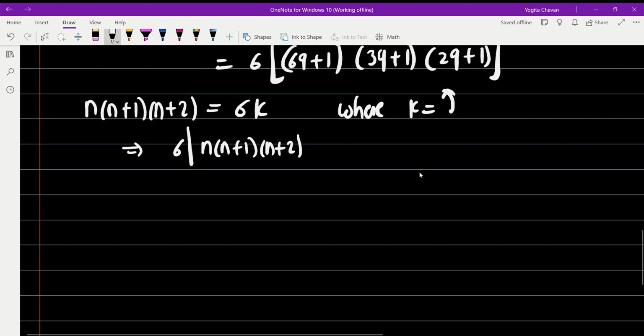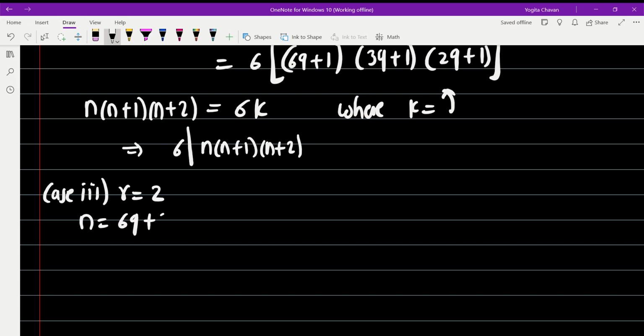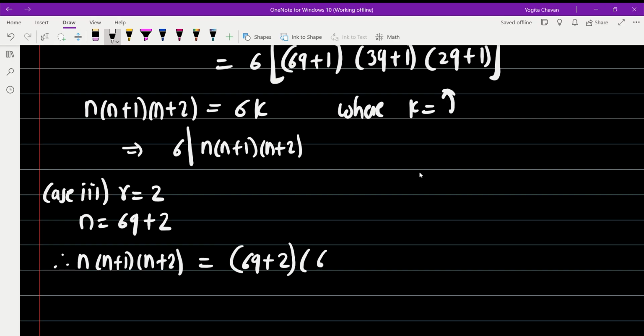Now next case, number 3. Suppose the remainder is equal to 2, then n becomes 6q plus 2, and therefore n into n plus 1 into n plus 2, this product is equal to, now first n means 6q plus 2, then n plus 1 means 6q plus 3, and 6q plus 4.